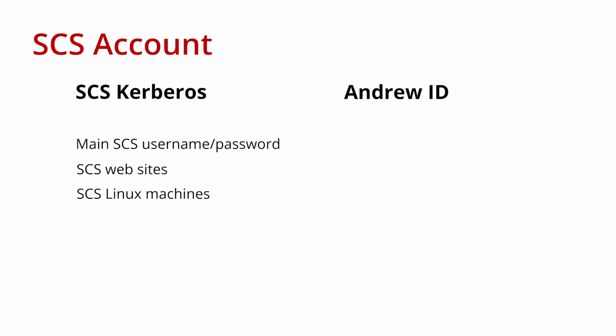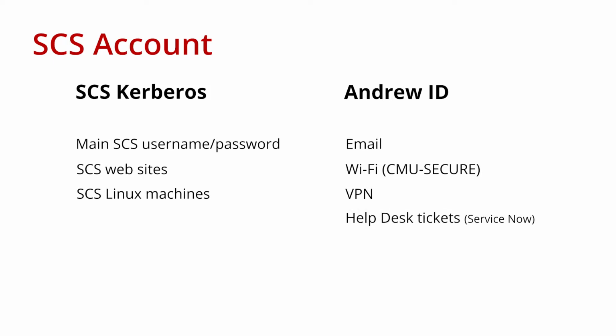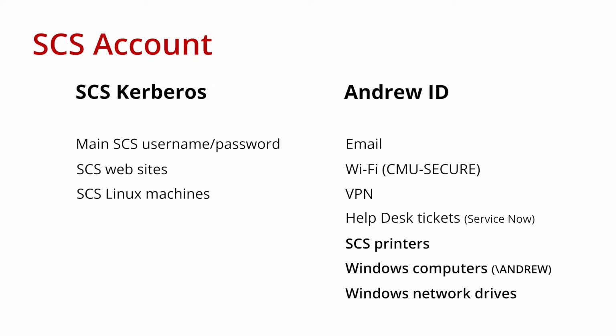Your CMU Andrew ID login and password is used for services managed by campus, including your email, the wireless network, and VPN services. It is also used to authenticate to the SCS public printing system, and to log into SCS Windows-based machines and services, including logging into Windows computers on the Andrew domain and mapping Windows network drives.